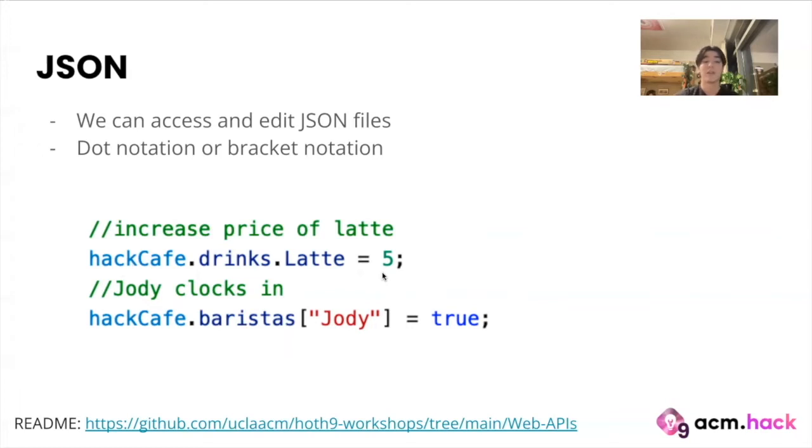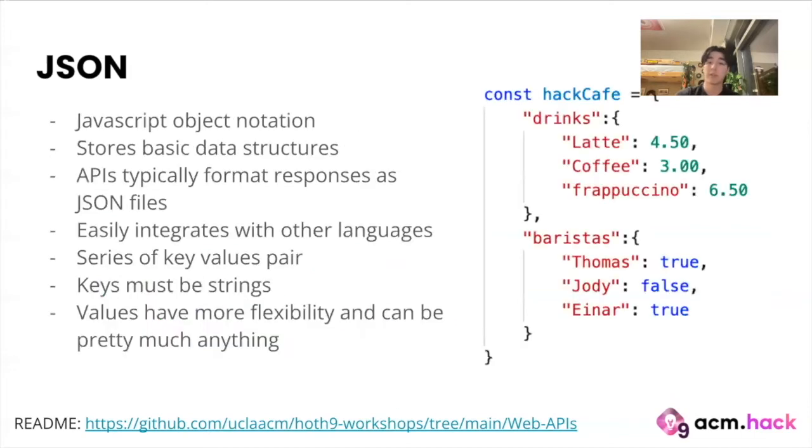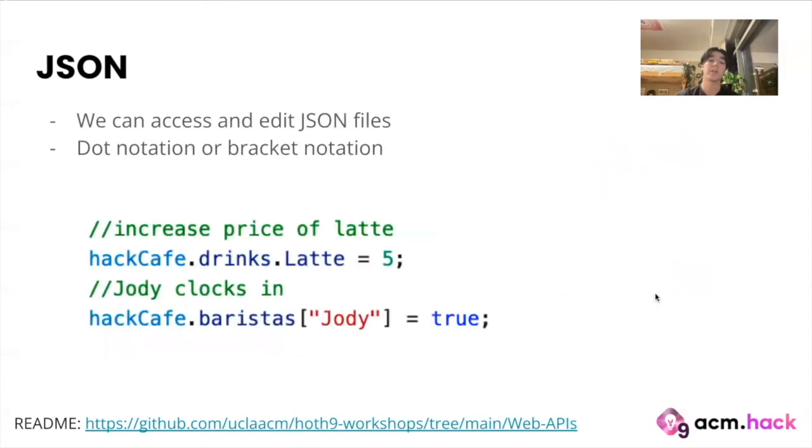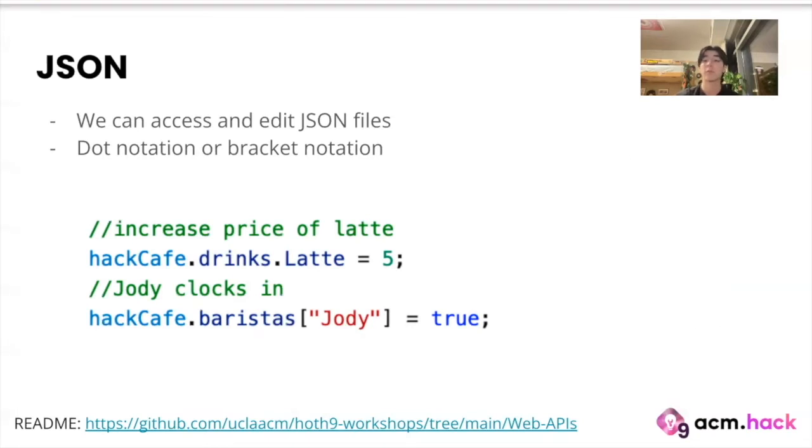Let's say we want Jody to clock in. So here Jody is clocked out, and we want to change that to true. And we can do that also using bracket notation. So we'll do hack cafe dot baristas, and then put in the key of Jody, and then we can set that to true.